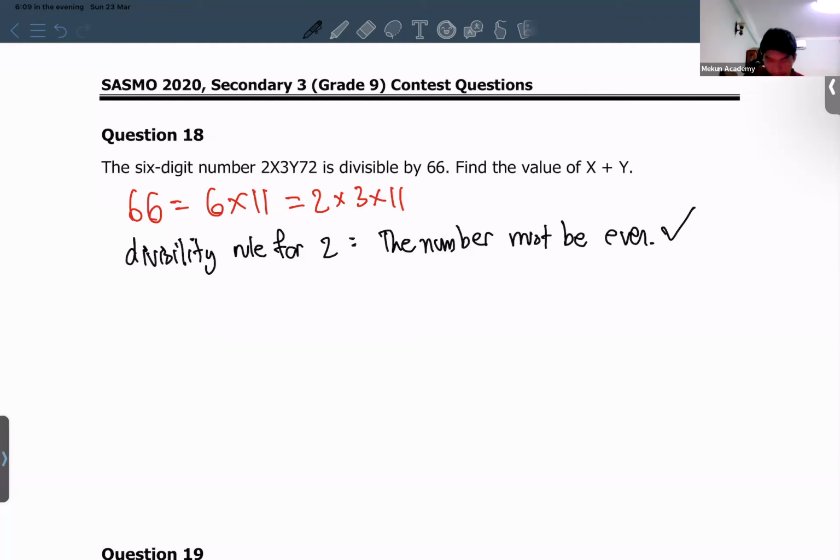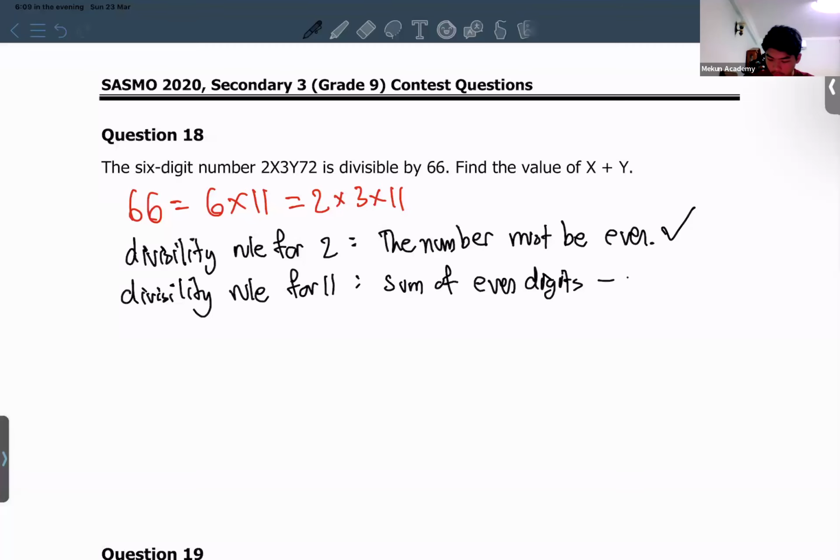Since we can find a sum for both of them, for now we can just look at the divisibility rule of 11. The divisibility rule for 11 is the sum of even digits minus the sum of odd digits equals 0.